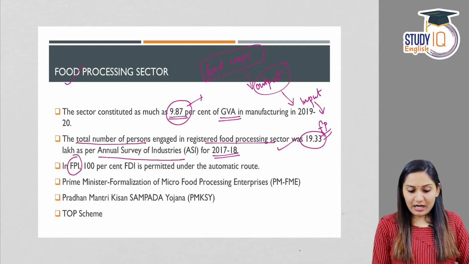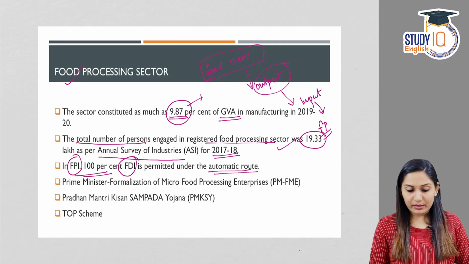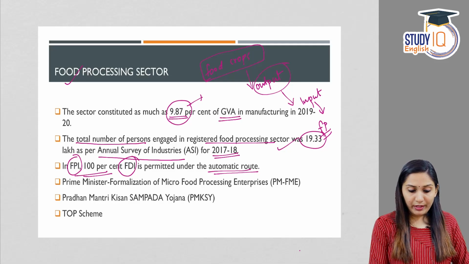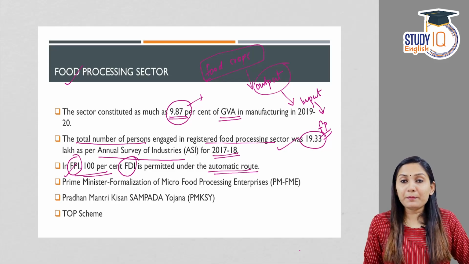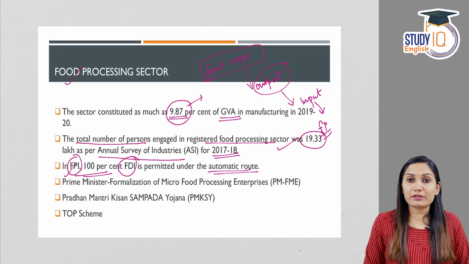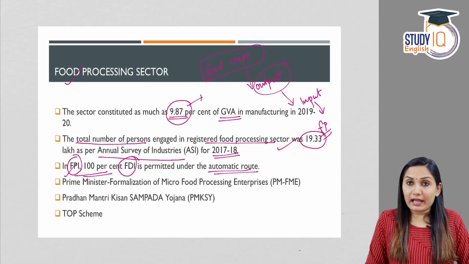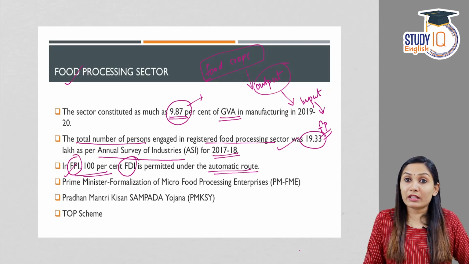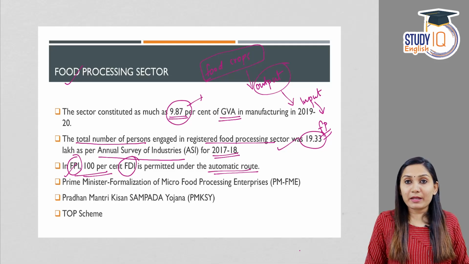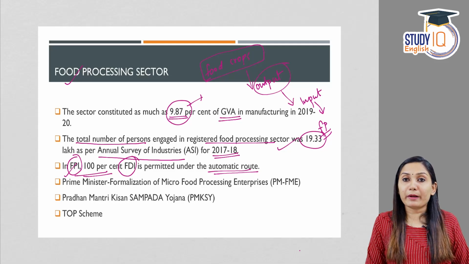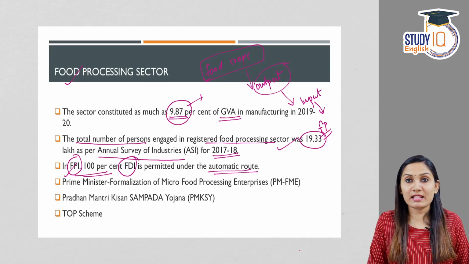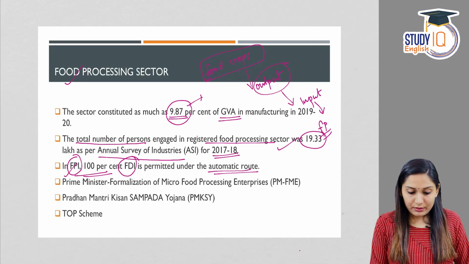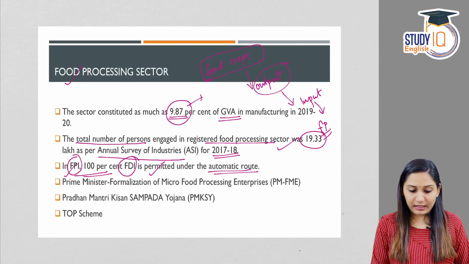In FPI, 100% FDI is permitted under automatic route. That is foreign investment policy, 100% of foreign direct investment is allowed in the food processing sector, and that also through automatic route without the approval of the government, which means that this is done in order to promote the investment in food processing sector. So that is the purpose, to promote investment in food processing sector.